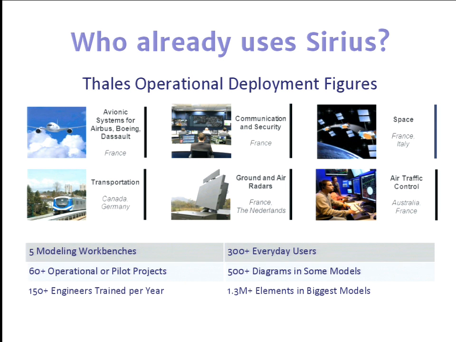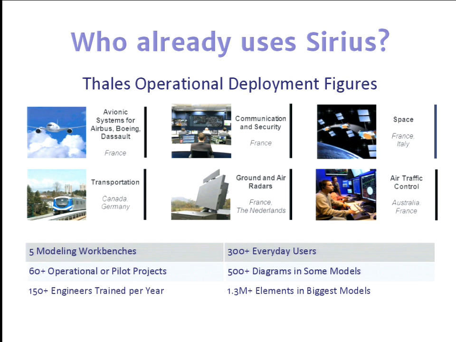We have one flagship modeling workbench, the one we have invested the most in, but we also have 4 or 5 others. So let's say we have 5 modeling workbenches based on Sirius. We have more than 60 operational projects. We have about 150 engineers that are trained each year to use our system modeling workbench, so based on Sirius. About 300 everyday users. So these are engineers who, when they get to work in the morning, just launch our modeling tool and switch it off at the end of the day.